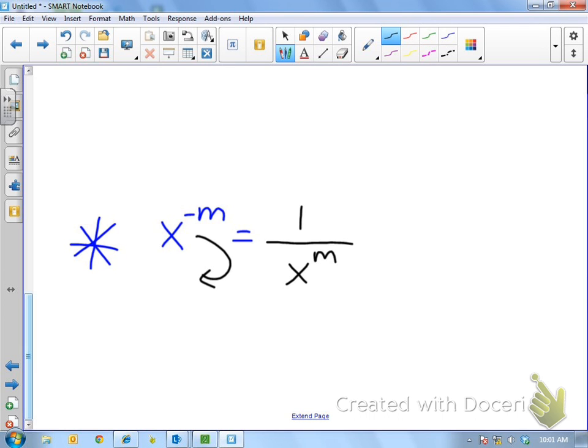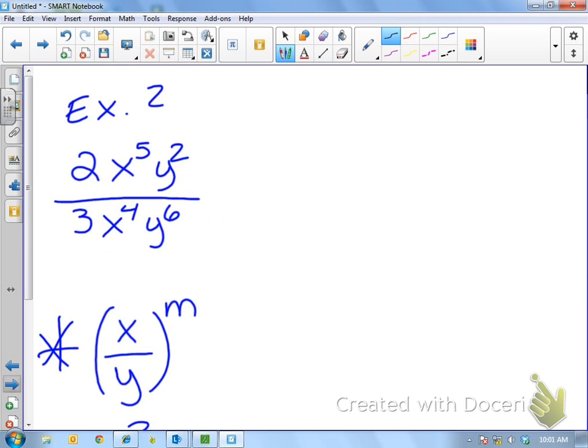Okay, so we have one more rule to learn, and we have 2 more examples. And then we'll get started on our assignment. So example 2 is just practicing all the rules we've learned today. And we have something a little different. Demetrius, what's different about this example? There's numbers in front of the x and the y. That changes things. That means we might have to do something a little different.